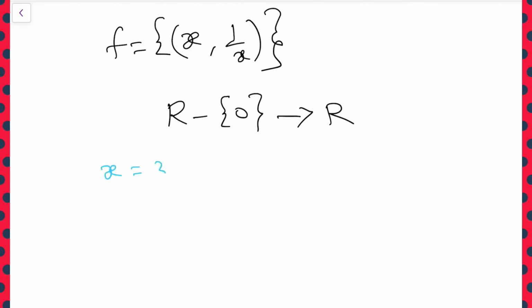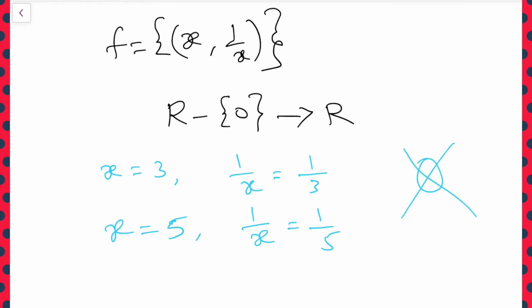X I am taking as 3, then 1 by x will become 1 by 3. For 3, a unique element 1 by 3 is there. If x is equal to 5, 1 by x is equal to 1 by 5. For the element 5, a unique element 1 by 5 is there. Now in this case, we can't take the element 0 because it is clearly mentioned that the domain is R minus 0 only. So the element 0 we should not take at all. Next.